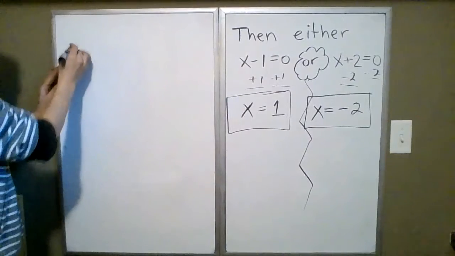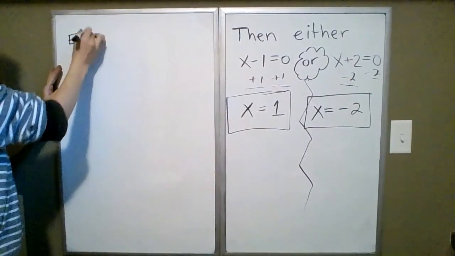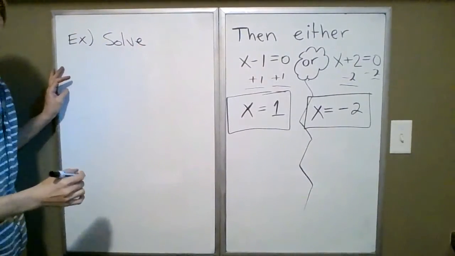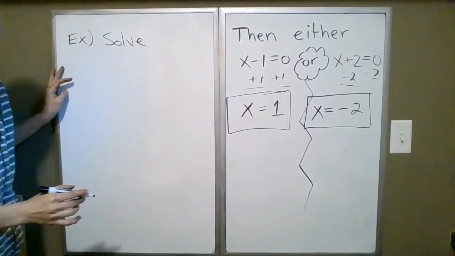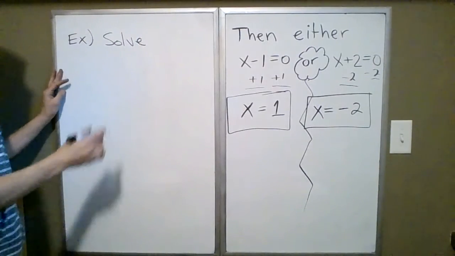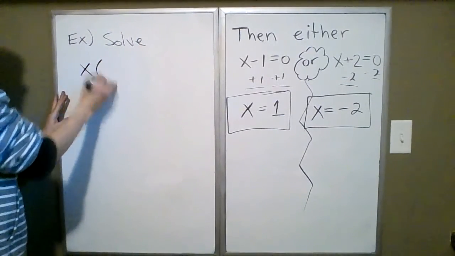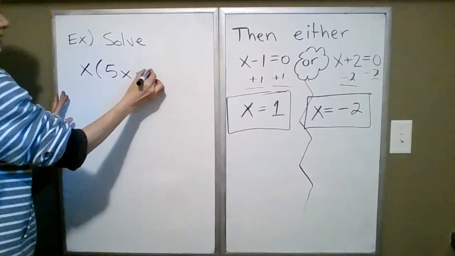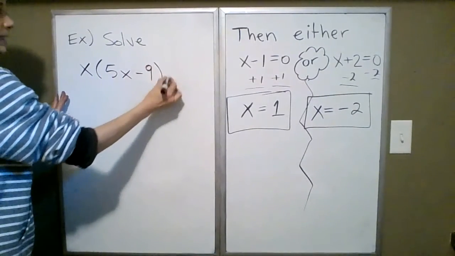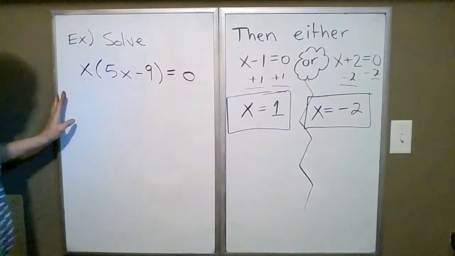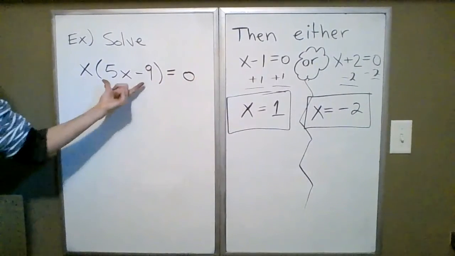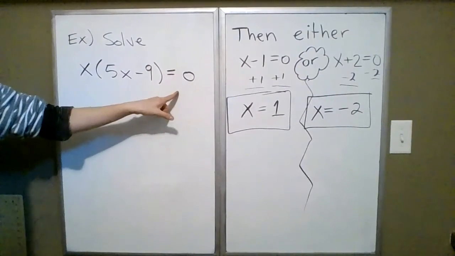Here's another one where we're going to solve for x. Values of x that make the statement true. And we're going to look at x times 5x minus 9, and it's equal to 0. So we've got that number times that number equal to 0.